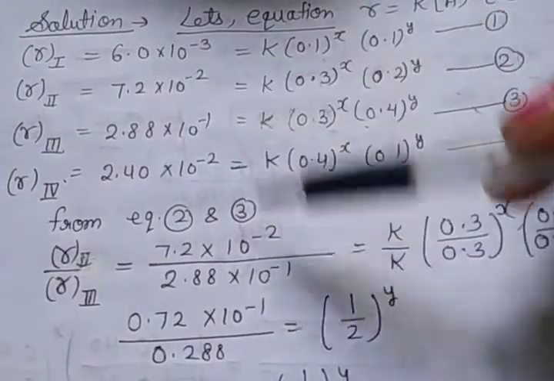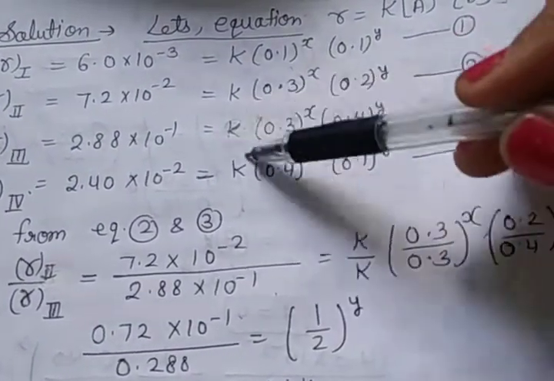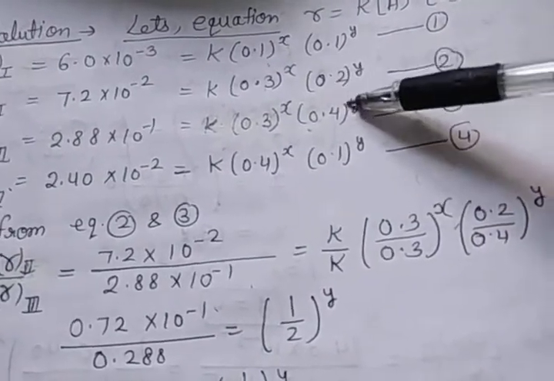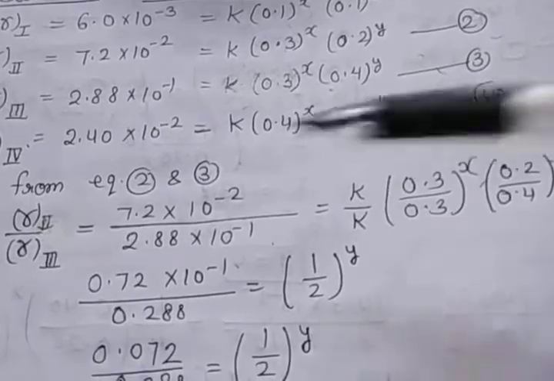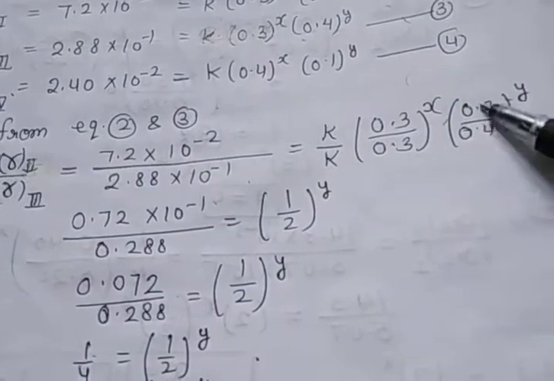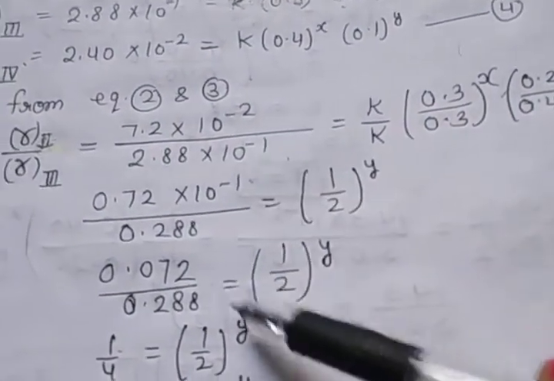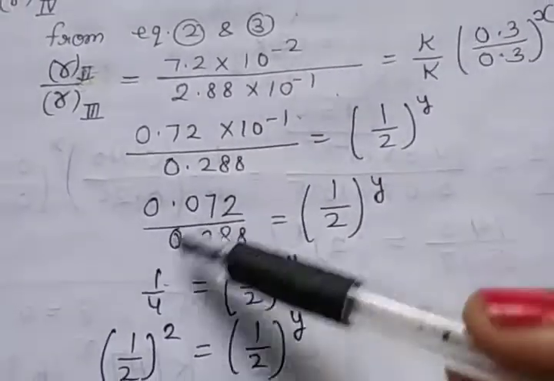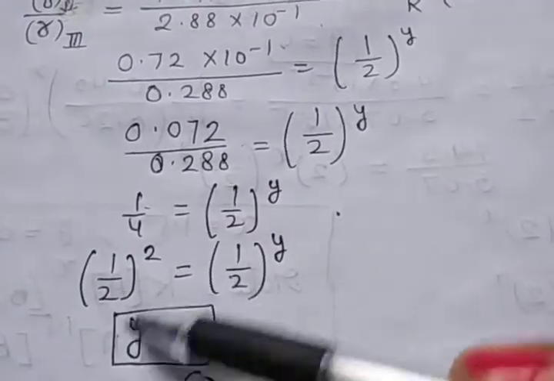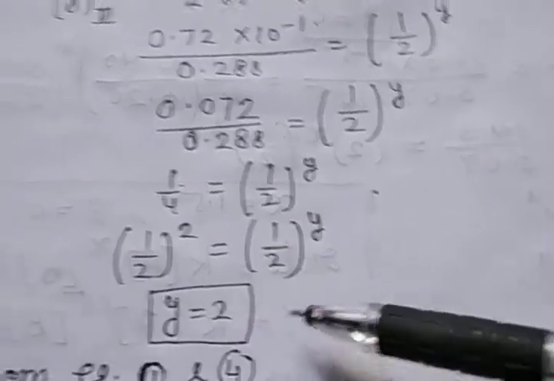So 7.2 × 10^-2 divided by 2.88 × 10^-1 is equal to k divided by k, (0.3/0.3)^x and (0.2/0.4)^y. So calculate this value, and here this cancels. So (0.2/0.4) is (1/2)^y. Then calculate: 1/4 comes. So equating the ratio, we write (1/2)^2 and here (1/2)^y. So y is equal to 2.